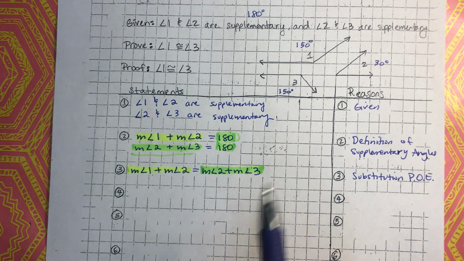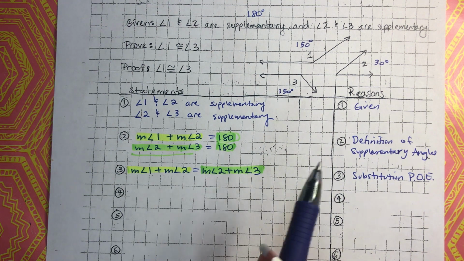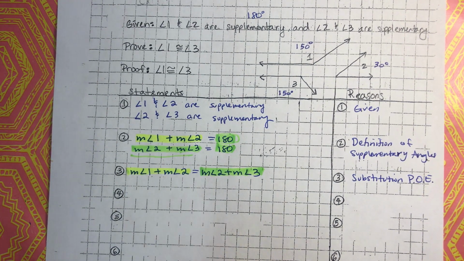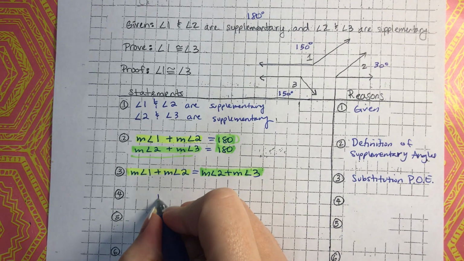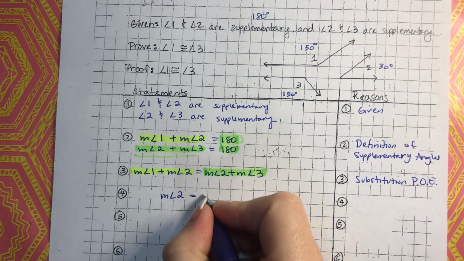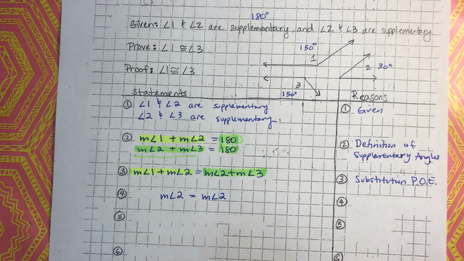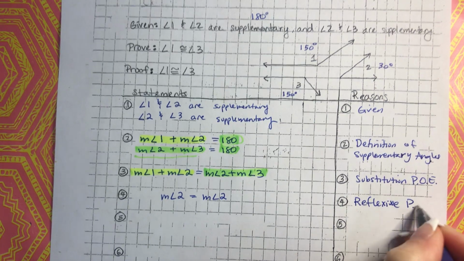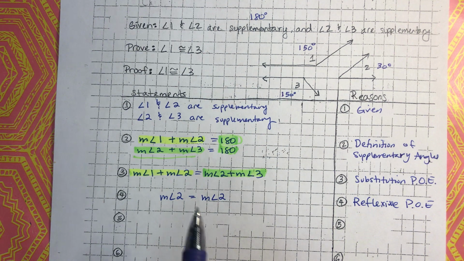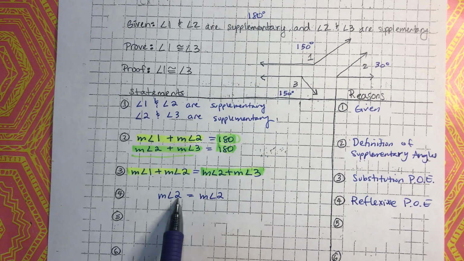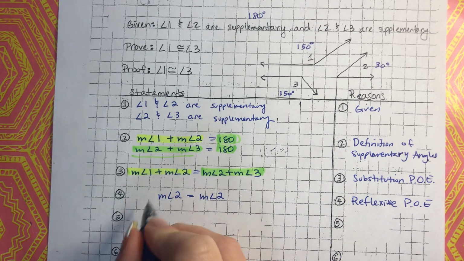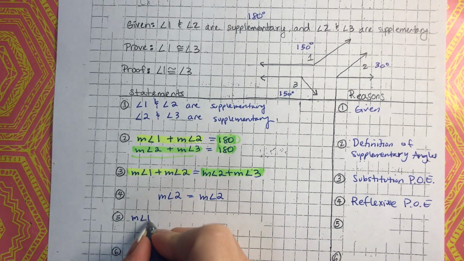Then what I'm going to do is something a little strange. Sometimes they do it when we're doing proofs and they have nothing but variables here. So I'm going to say the measure of angle 2 is equal to the measure of angle 2. Now why can I say that? I can say that because of the reflexive property of equality. The reason is I want to say that these two things are the same, because if they are the same, then I can rewrite this, the measure of angle 1.